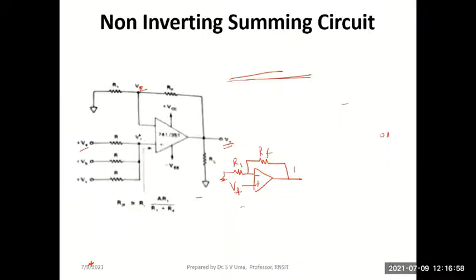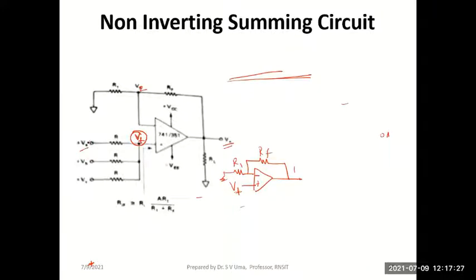So, the first step in our analysis to find the output voltage is to find the voltage at the non-inverting terminal, V plus. So, we try to find what the voltage at the non-inverting terminal V plus is, due to the three input signals being given at this terminal. As I told you, for our analysis, we are going to make use of the superposition theorem.